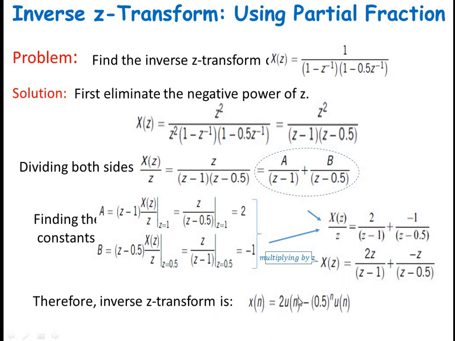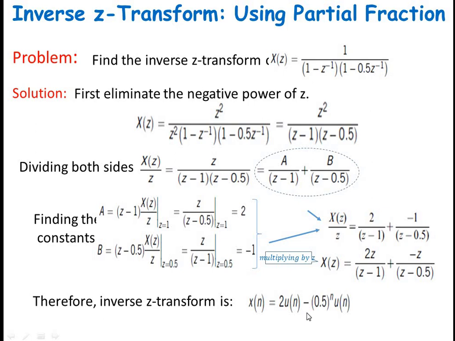So X of n is equal to 2, a constant, so z divided by z minus 1 is the z transform of u of n, so 2 into u of n, and here z divided by z minus 0.5. So instead of a, here we are having 0.5, so it is in the form of a power n u of n. So the value of a is 0.5 power n into u of n. So here we can multiply this minus with plus, so minus into plus will give minus. So likewise we can get.